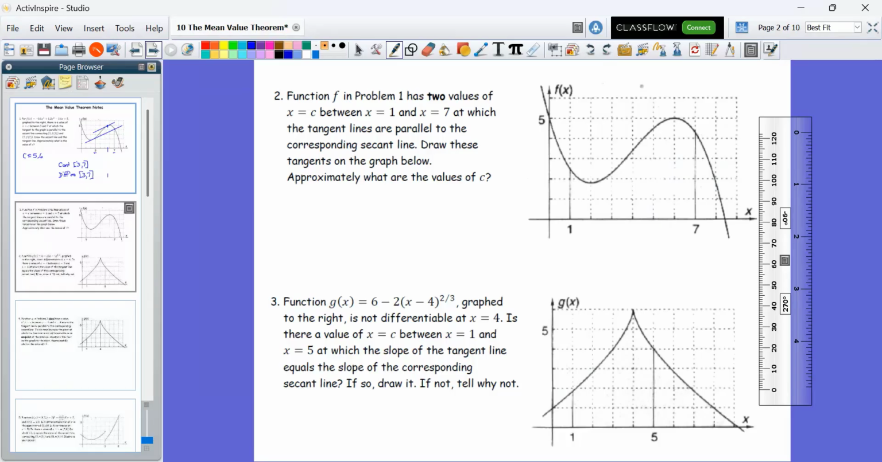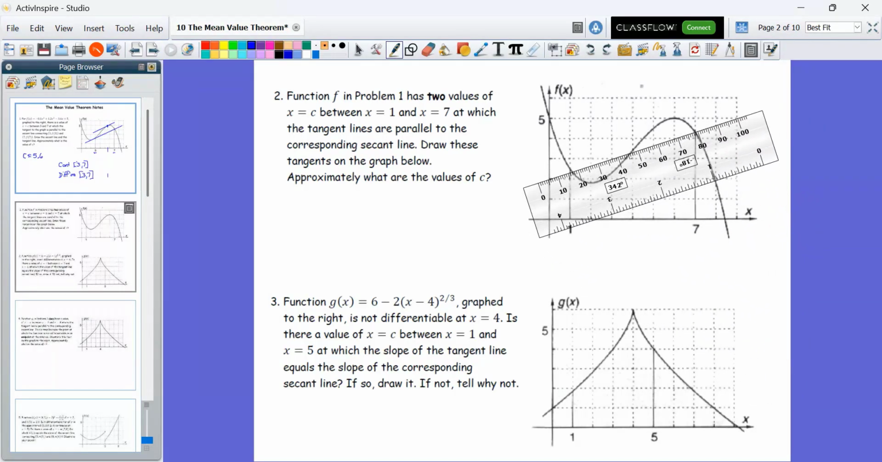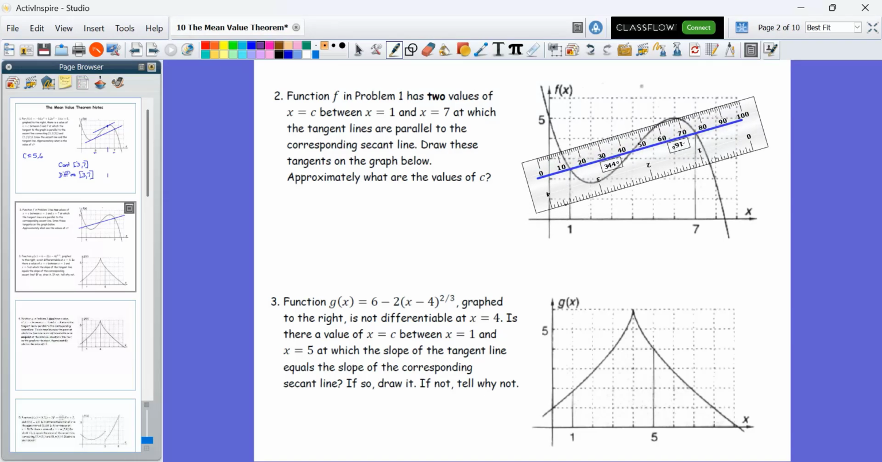So again, we have a function, looks very much like the last one, because it is the last one. Only now we want to look between x equals 1 and x equals 7. So again, I'm going to take my ruler and I'm going to try to connect the points on the graph where x is 1 to where x is 7. Now, I can slide my ruler up and find a place where the tangent's going to be parallel.